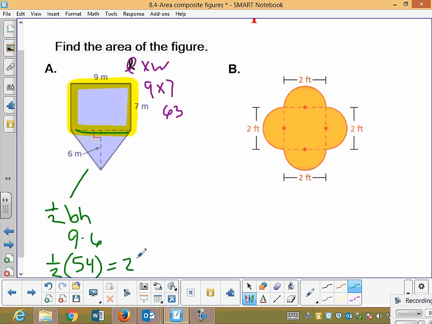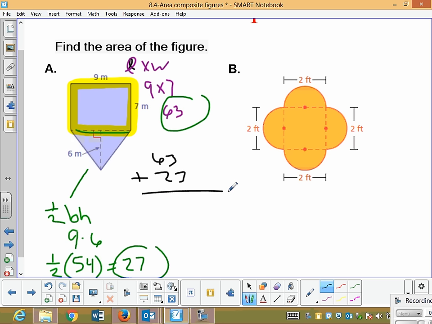So what I'm going to do is take 27 and 63 and add them up. When I add 27 and 63, I get a total right here. 7 plus 3 is 10, carry the 1. 6 plus 2 plus 1 is 9. So the answer is 90. So that's going to be your final answer for the letter A.